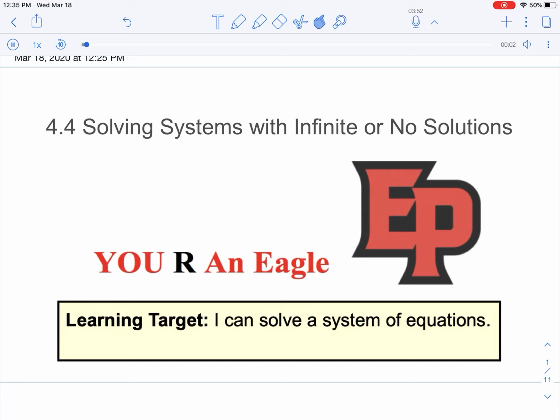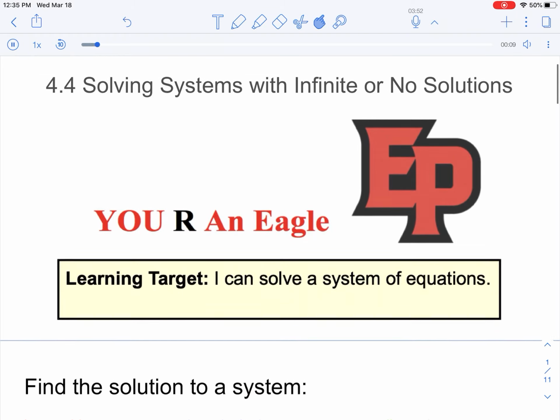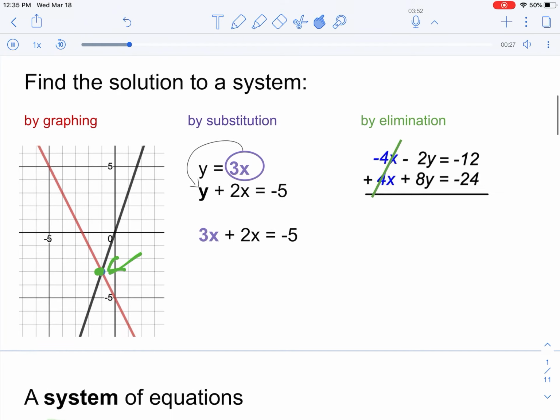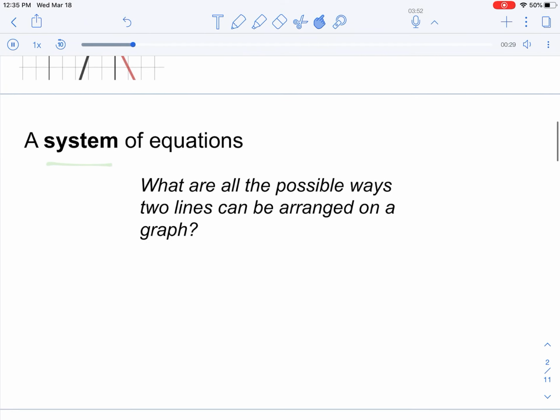4.4, solving systems with infinite or no solutions. I can solve a system of equations. We've talked about how to solve a system by graphing, by substitution, and by elimination. In all of these situations, there is one solution. It's actually an x equals and a y equals, but that's going to be one single point. That's your answer. What happens when you have more than one solution or no solutions?